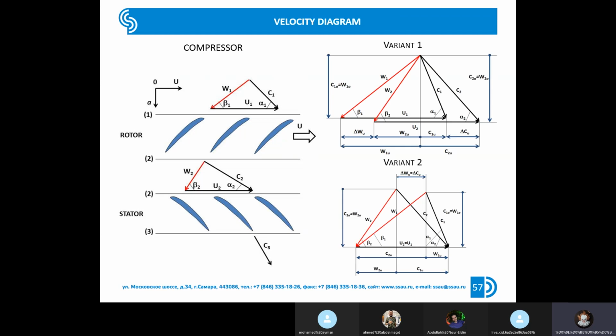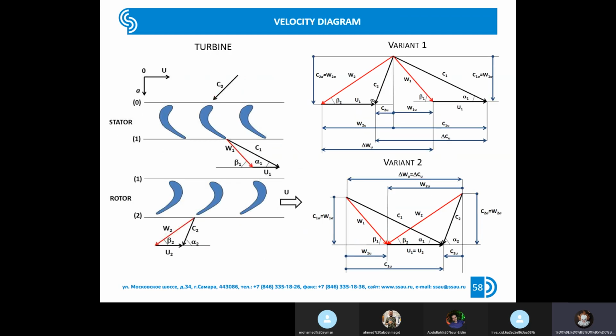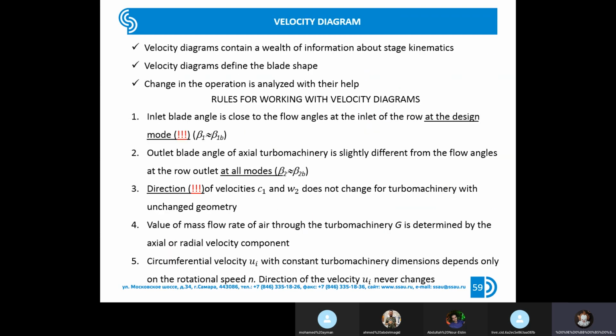And the last chapter: do you remember the velocity triangles? Why are the velocity triangles very important? Because they contain a lot of information. They set the shape of the blade, and looking forward, if you know the velocity diagram, you can calculate everything about your stage. That's why during the design process of the turbomachinery, you complete your task.